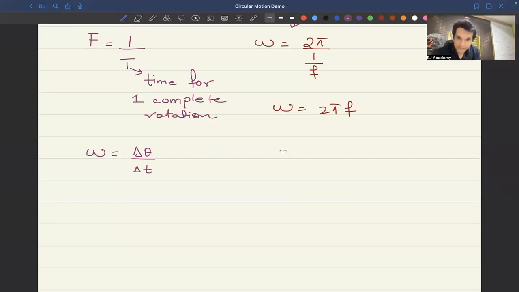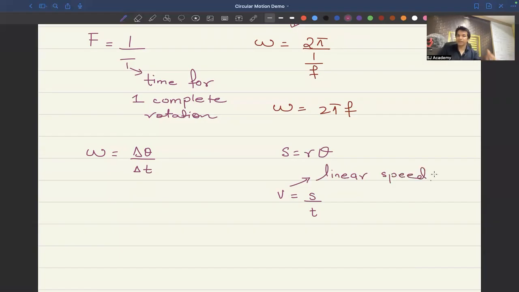So we know already that s is equals to r theta. And what we also know is that velocity is s upon t, change of displacement upon time. Now we'll use these three to form one single formula relating v and omega. Now what is v? V is basically the linear speed. When we talk about the linear speed, it will basically mean the distance moved on the circumference with respect to time, and omega will represent the angle moved with respect to time.